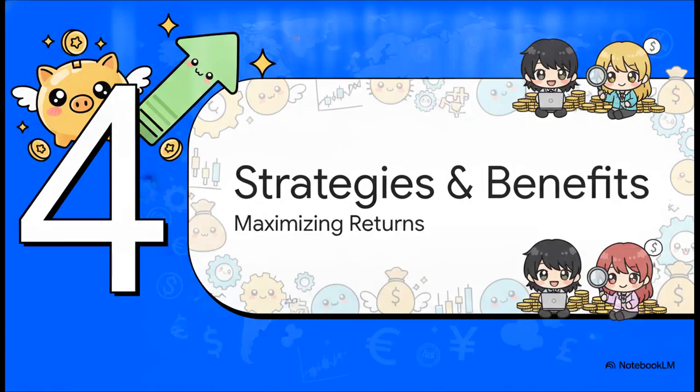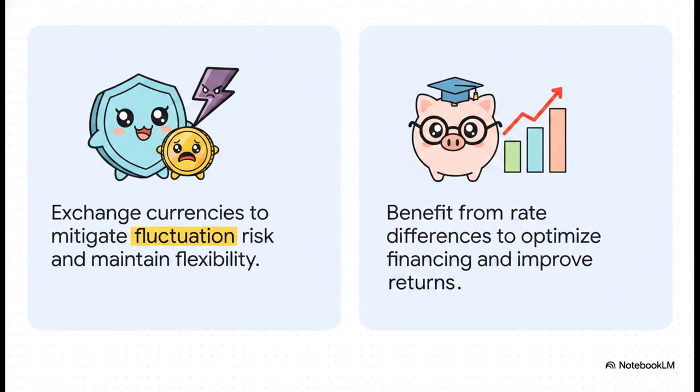It's brilliant. Section 4. Strategies and key benefits, maximizing returns. So how do we actually use this? Well, you have options based on your specific goals. You could use a standard currency swap purely for risk reduction, basically just exchanging currencies to mitigate the risk of wild price fluctuations while keeping your flexibility in international trades. Or you can use an interest rate swap. This is where you're actively benefiting from those rate differences to optimize your financing costs and boost your returns. So it really comes down to risk defense versus proactive financial optimization.